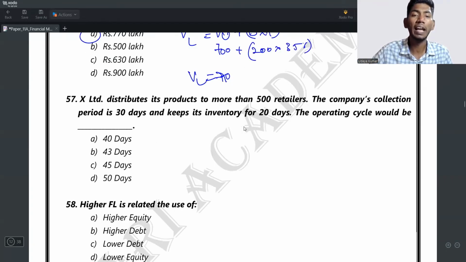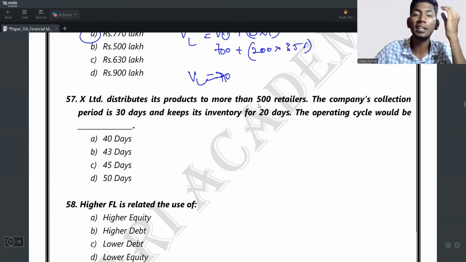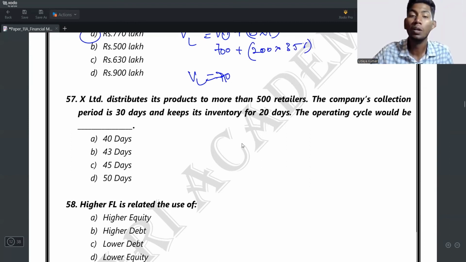Moving to question number 57. X Limited distributes its product to more than 500 retailers. The company's collection period is 30 days and it keeps its inventory for 20 days. What would the operating cycle be? Operating cycle is what we are asked to calculate. So operating cycle is equal to inventory period plus receivables period.